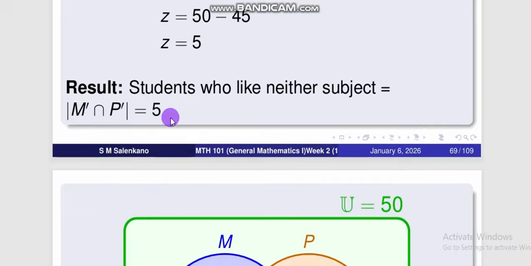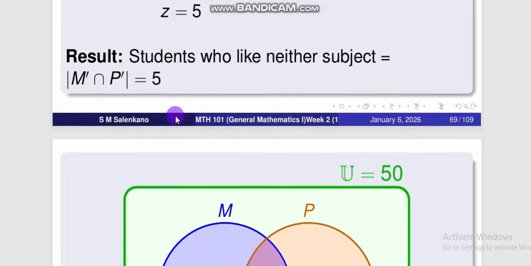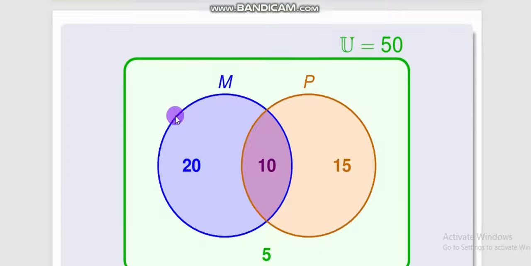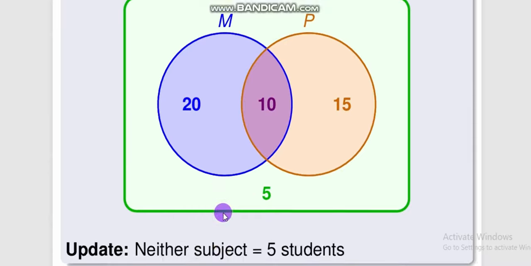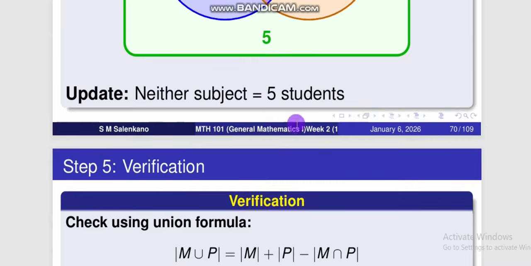So that is the outside region, right? Students who like neither subject, that is M complement intersection P complement. This will give us 5. So we have an update. Instead of z, we know our z is 5, so we write 5 there. With this, we found all the 4 regions: 1, 2, 3, 4. All the 4 regions, neither subject 5.